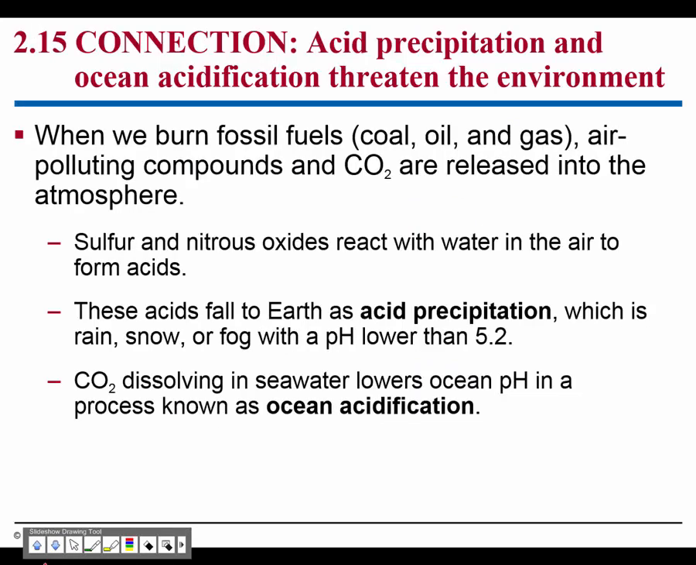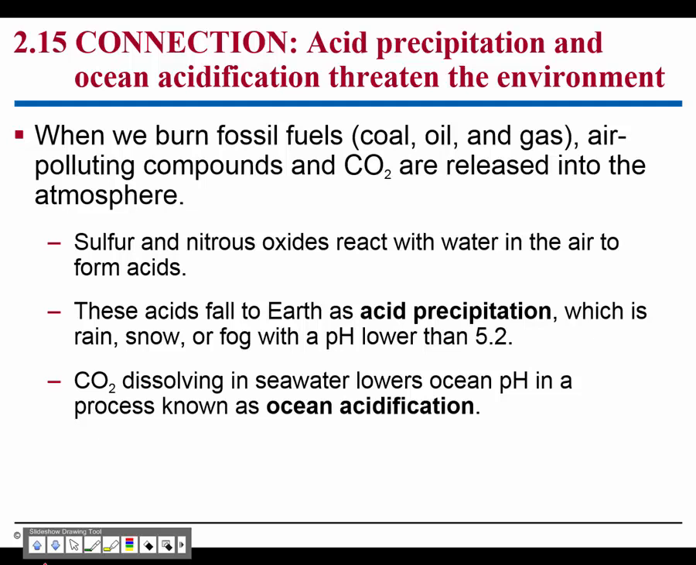So when we burn our gasoline, our fossil fuels, we put CO2 into the atmosphere. Then we have sulfur and nitrous oxides. They react with the water in the air, and they form acids. And then the acids fall back to Earth as acid rain. And we consider rain to be acidic when it has a pH lower than 5.2.